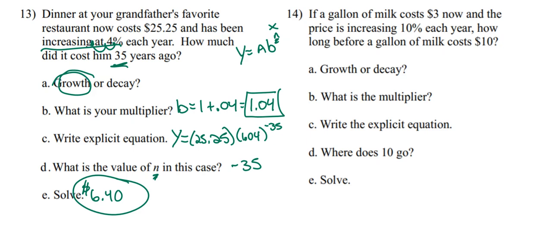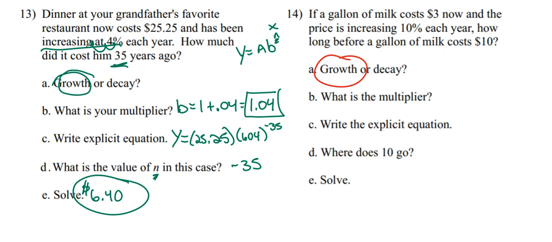All right. Now the next one for the gallon of milk is going to require you to use some logarithms. That's why I don't like to do the exponential growth and decay until after the logs. So you can do some more elevated type of problems with it. All right, so for example 14 here, it says if a gallon of milk costs $3 now and the price is increasing 10% each year, so we already know that that's growth, how long before a gallon of milk costs $10?